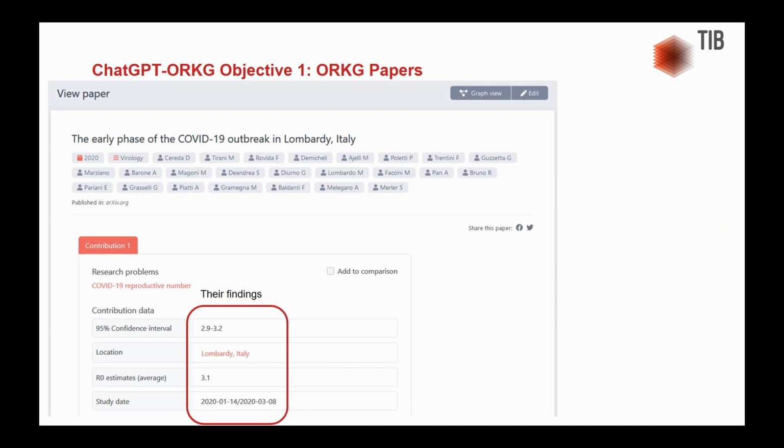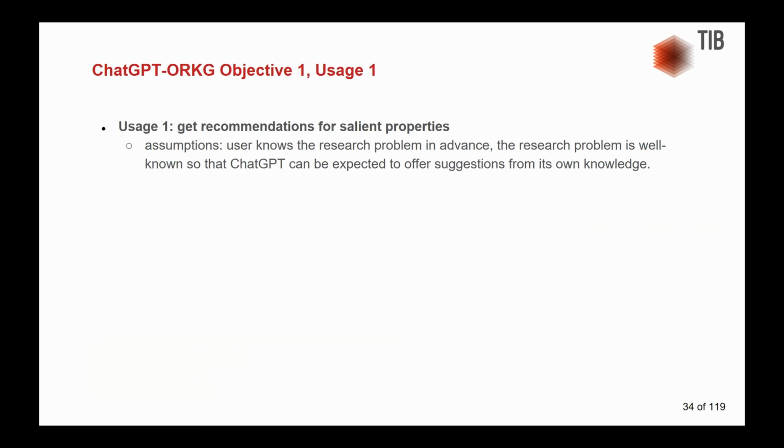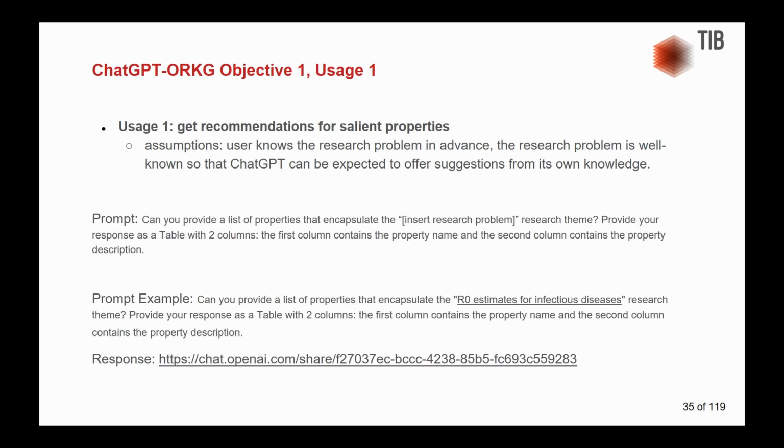Now we need to define a prompt around these scenarios. So here we have one usage where we say, okay, we want to get recommendations for salient properties. And here the assumption is that the user knows the research problem in advance. And the research problem is also so well known that ChatGPT can be expected to offer suggestions from its own knowledge. So no context given. It's just given a research problem and set to suggest salient properties.